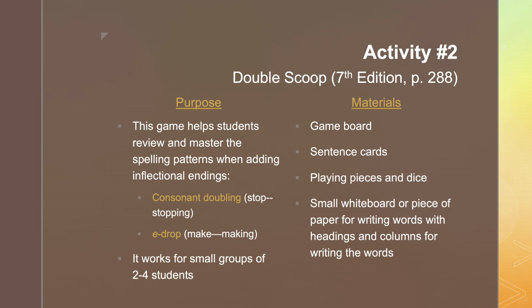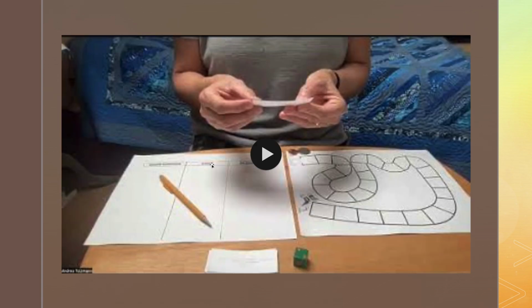these sentence cards that have the words with inflectional endings on them. You need player pieces to keep track of where they are on the board, and dice, either 1 dice or 2. And then you need either a small whiteboard or a piece of paper printed with these headings and columns for writing the words, which you will see when I demonstrate the game. Here's Double Scoop.